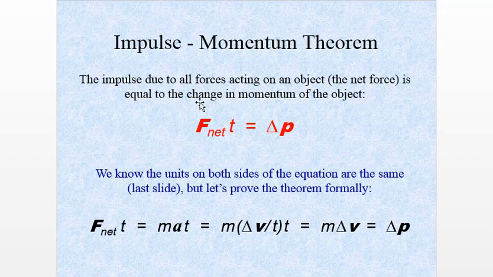We know the units of both sides are the same, but let's prove the theorem properly. Look at the equation. F net times t is equal to m times a times t, and then equal to m times delta v, or change in velocity, and then equal to delta p, or change of momentum.